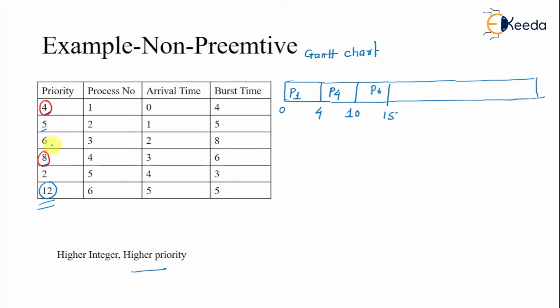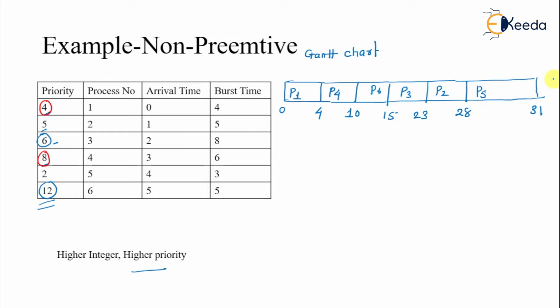Now we are left with 5, 6 and 2, and P3 is the highest priority in this case. Its burst time is 8, so it will go up to 23. Now we are left with 5 and 2, and 5 has the highest priority, with burst time 5 and process P2, so that will go up to 28. Finally we go with process P5, which has a priority of 2, the lowest, and burst time of 3, and that will become 31.